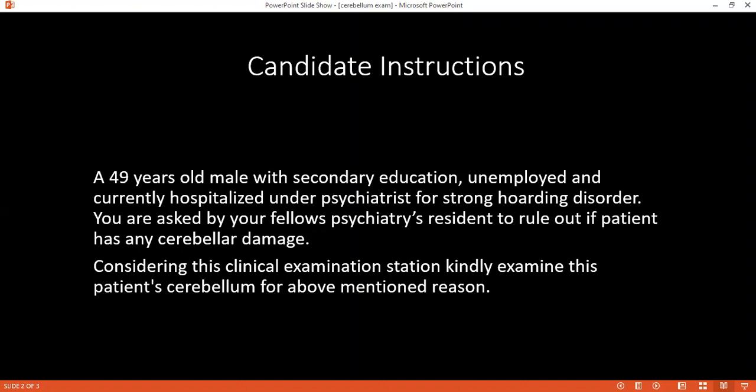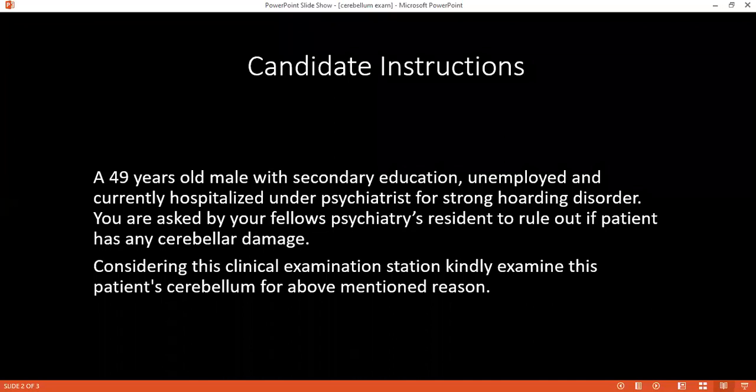Right. If you have read and understood, considering a clinical examination station, kindly begin. Kindly begin. Hello, ma. Yes, begin, please. Okay, all right.